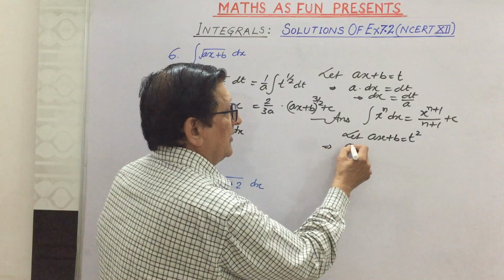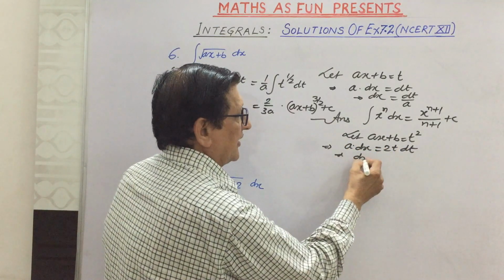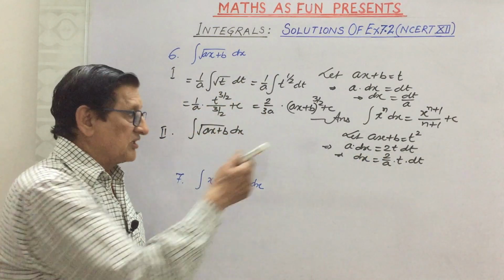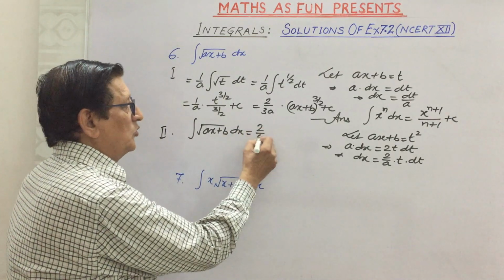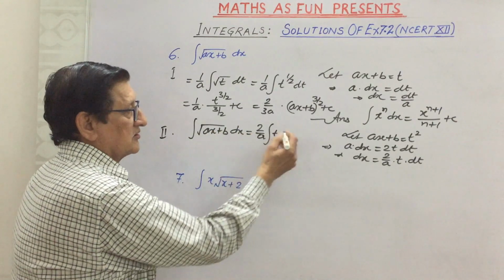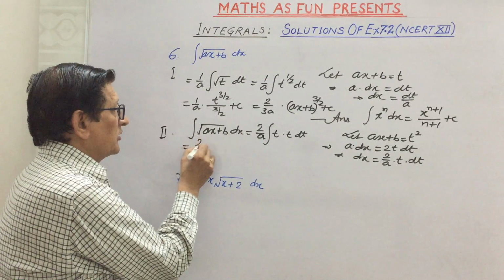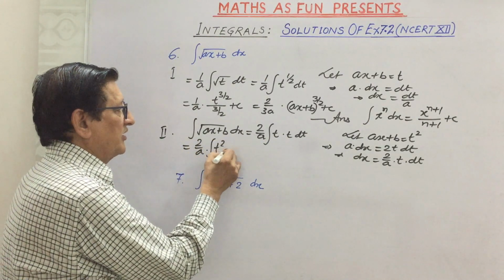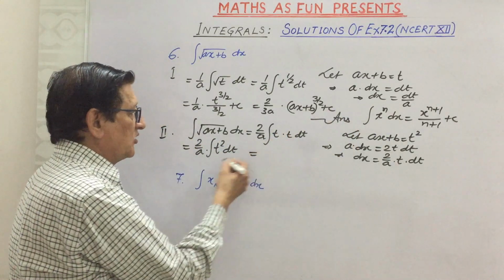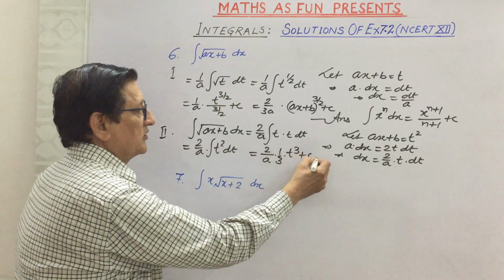Differentiating this, we will be getting a into dx is equal to 2t dt, or we can say dx is equal to 2 upon a into t into dt. Substituting this here, we will be getting 2 upon a into t into t dt. So this becomes now 2 upon a into integral of t square. And we know integral of t square, according to this, will be t cube upon 3. So this is 2 upon a into 1 upon 3 into t cube plus c.